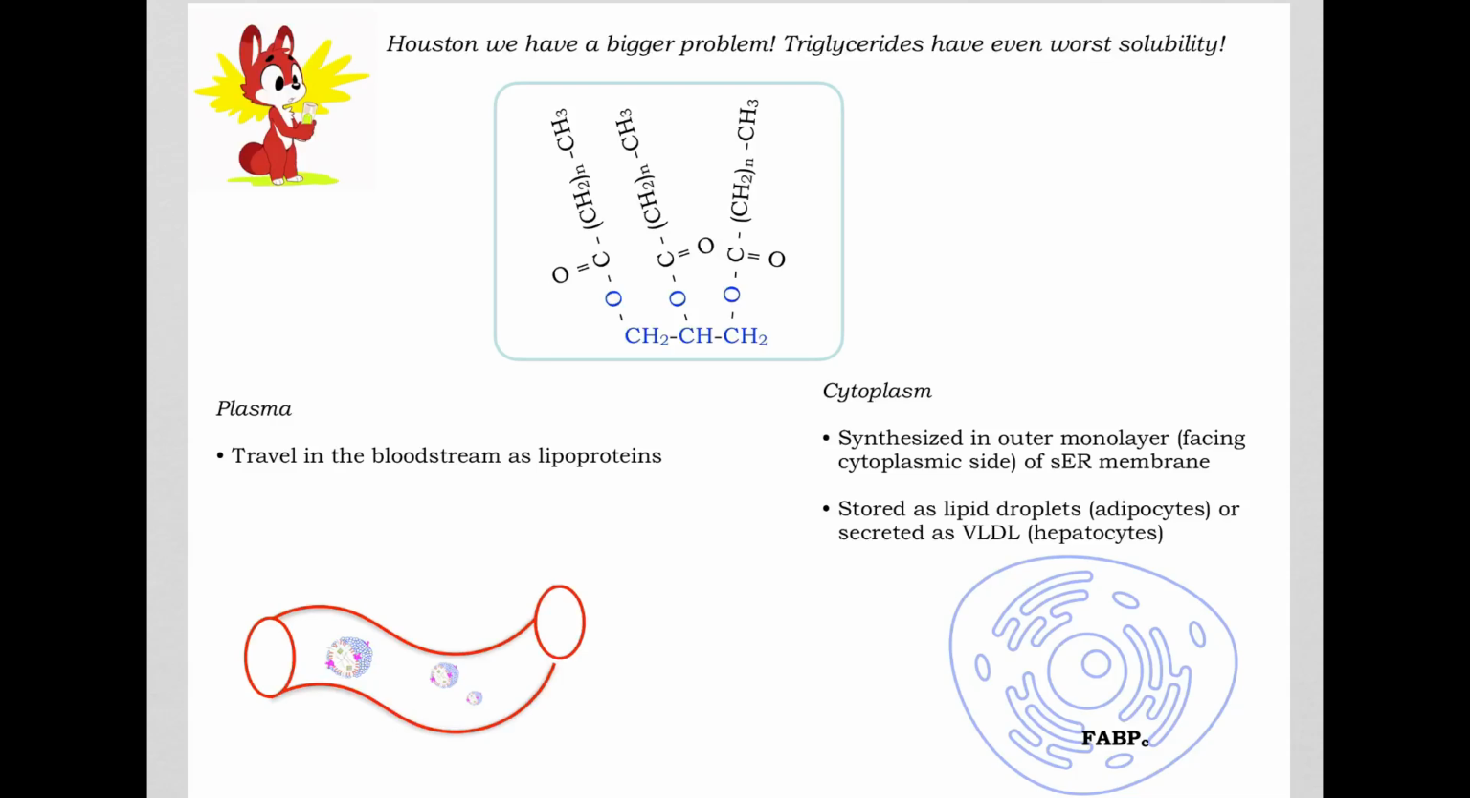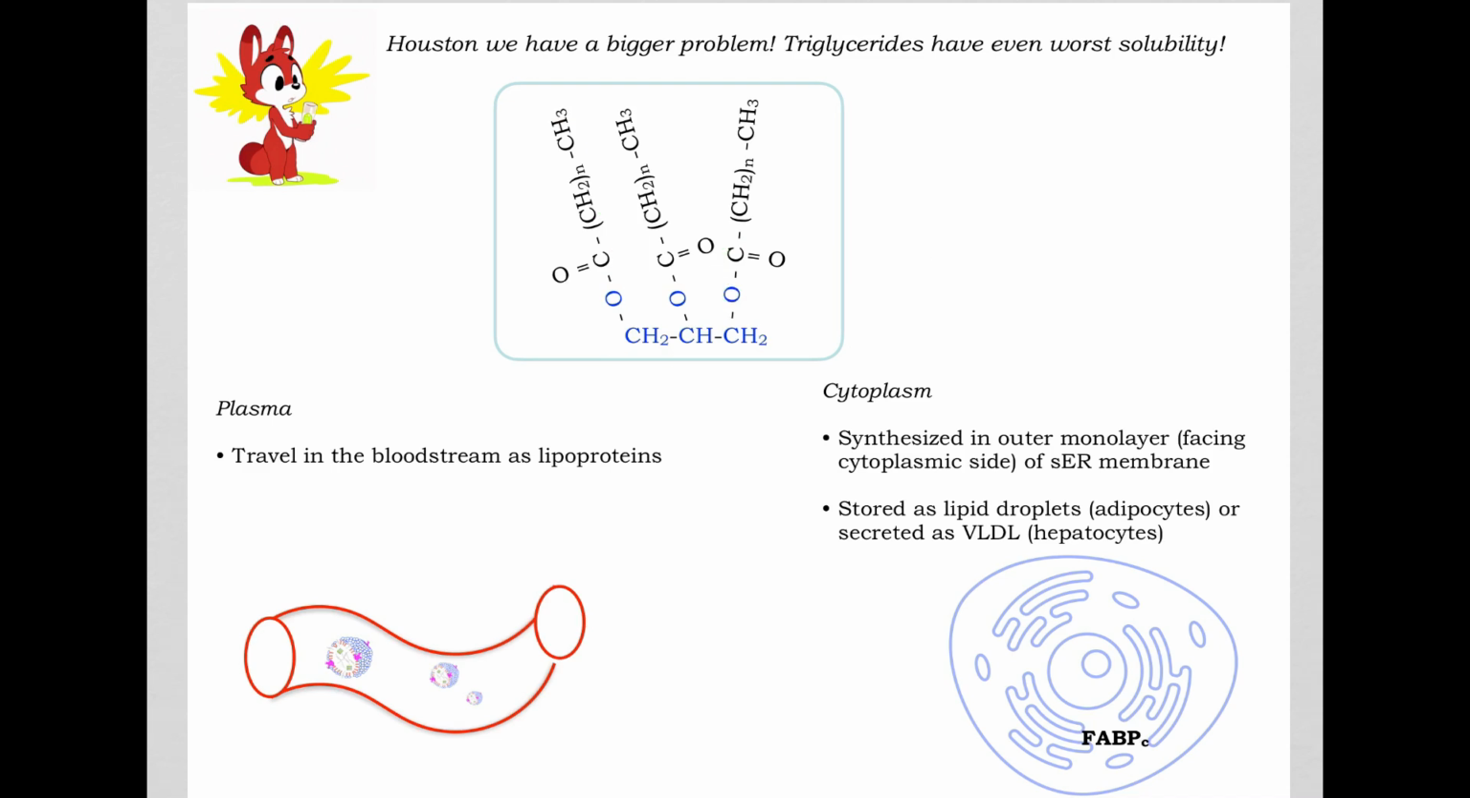However, we don't have that negative charge in triglycerides. So in triglycerides, you can see the fatty acid is attached to glycerol by an ester. Okay, and esters do not ionize in aqueous solution, so there is no negative charge here. So triglycerides have even worse solubility than fatty acids. So how do we deal with triglycerides?